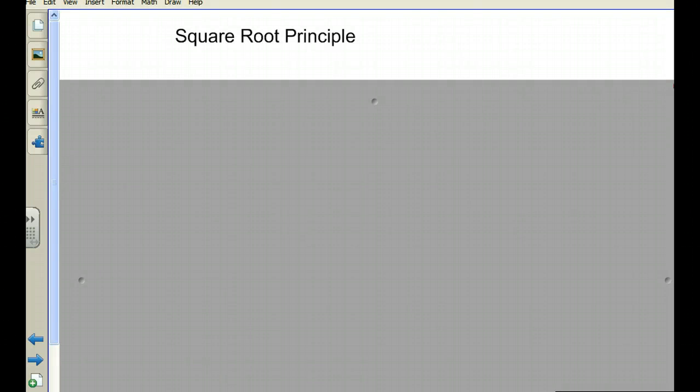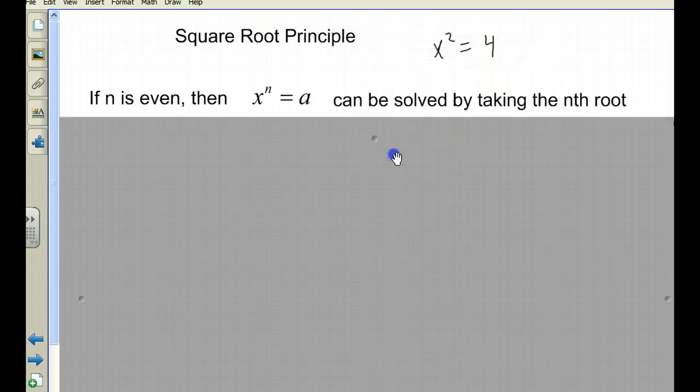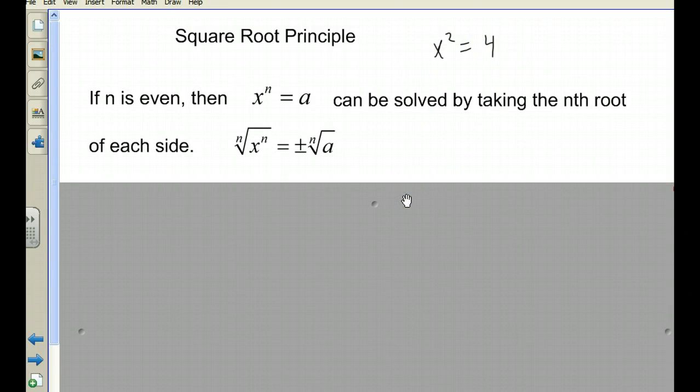So the first concept we come to is the square root principle. And here's the idea of it. If you have x squared is equal to 4, what's the solution there? Well, the obvious solution is x equals 2, but the other solution is x equals negative 2. And so because of this, we have this thing called the square root principle.